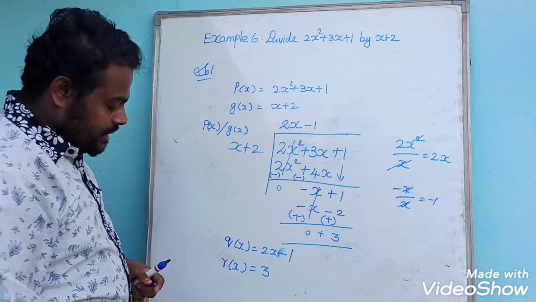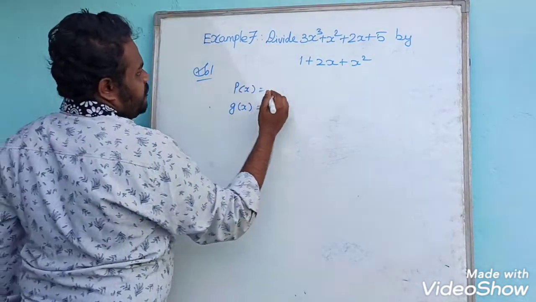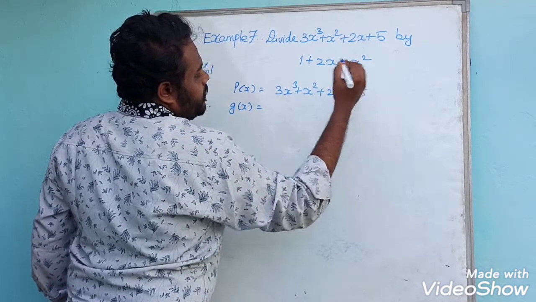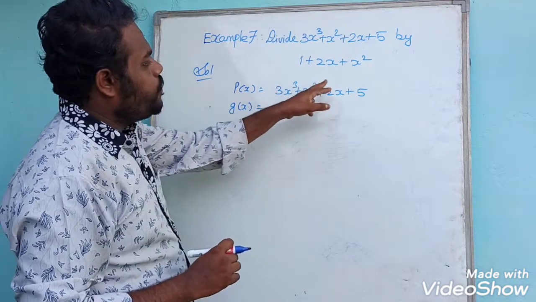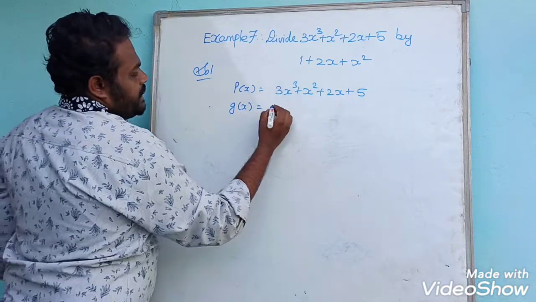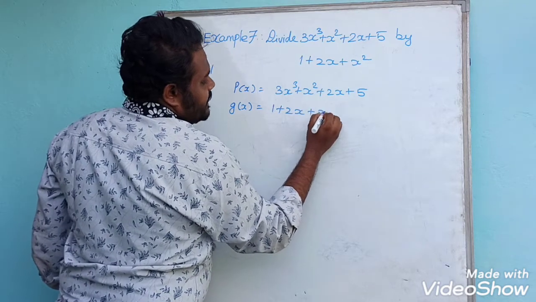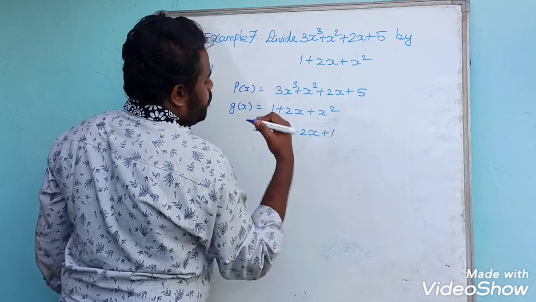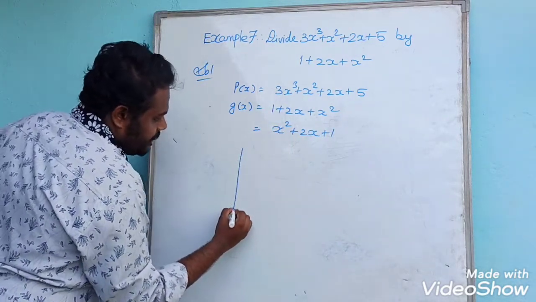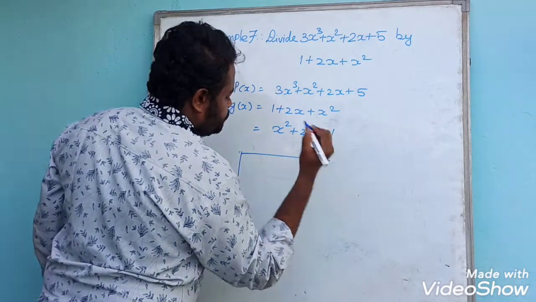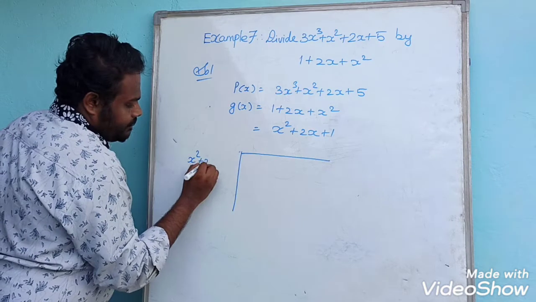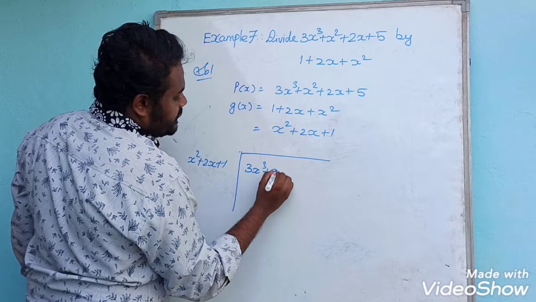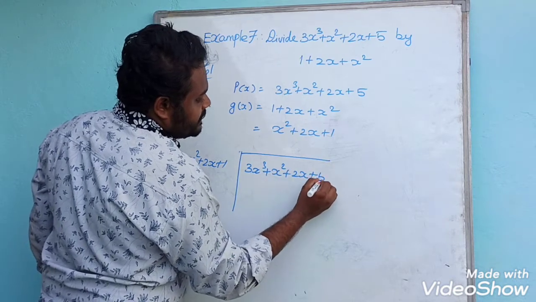Next we move on to the next example. So I will take the first, p of x, 3x cube plus x square plus 2x plus 5. So here the polynomial is in the same order: 3, 2, 1 and then 0. But the second one is 1 plus 2x plus x square. So I have to make this order first: x square plus 2x plus 1. So as usual, again we take the usual division method: x square plus 2x plus 1 dividing 3x cube plus x square plus 2x plus 5.